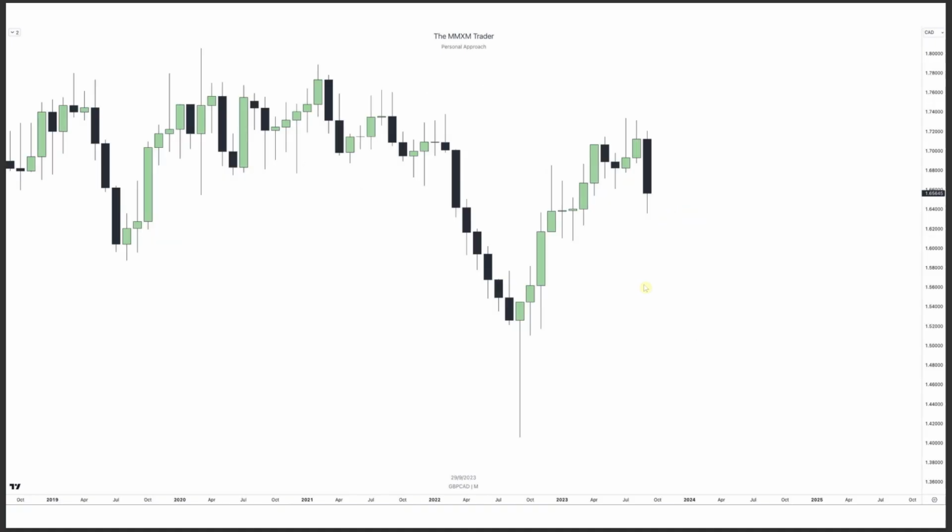range. So we've got a GBP/CAD monthly chart. We're going to do exactly the same as we did with the last chart. We start off with the monthly time frame, right? Then we dive into the weekly, and then we go to the daily to see where the opportunities lie.